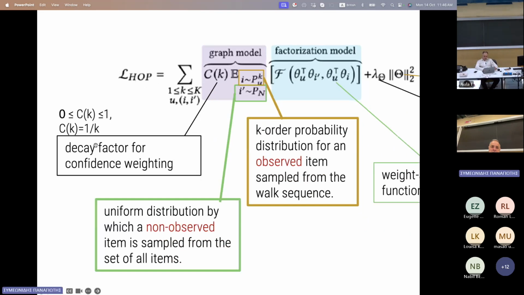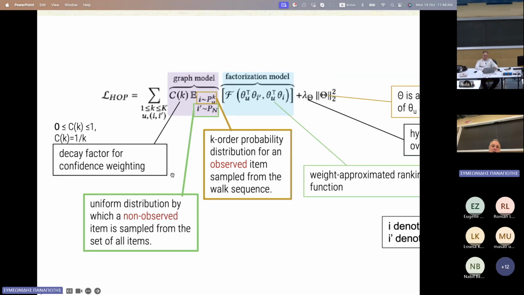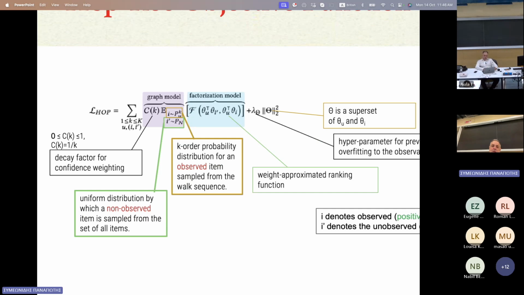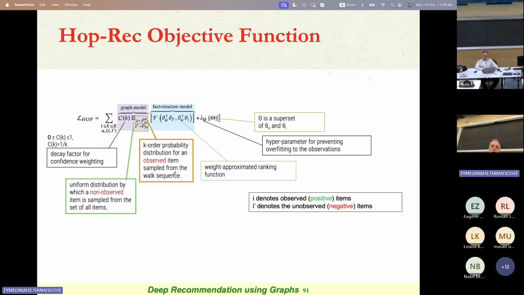And there is also the c_k, the decay factor for confidence weighting. So basically, this c_k is the distance of the node that we want to reach from the target node. If this distance is many hops, then it should be attenuated in a way. So we want to put less importance on far distant nodes.